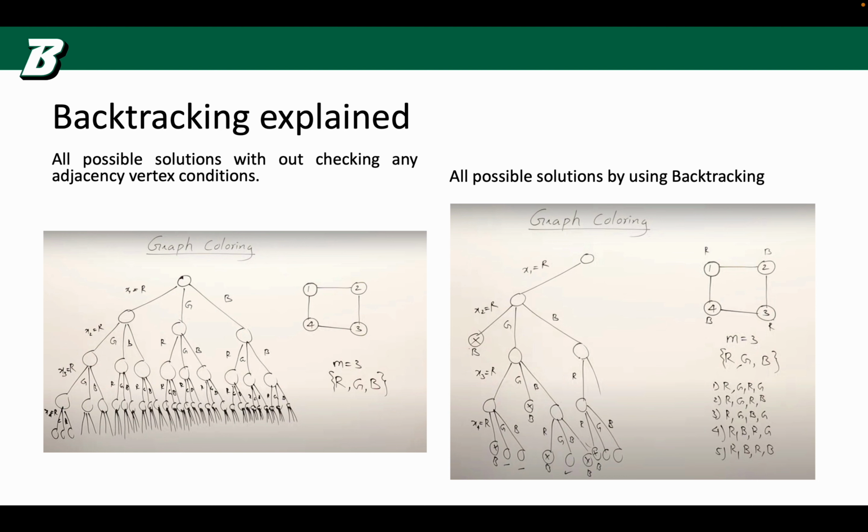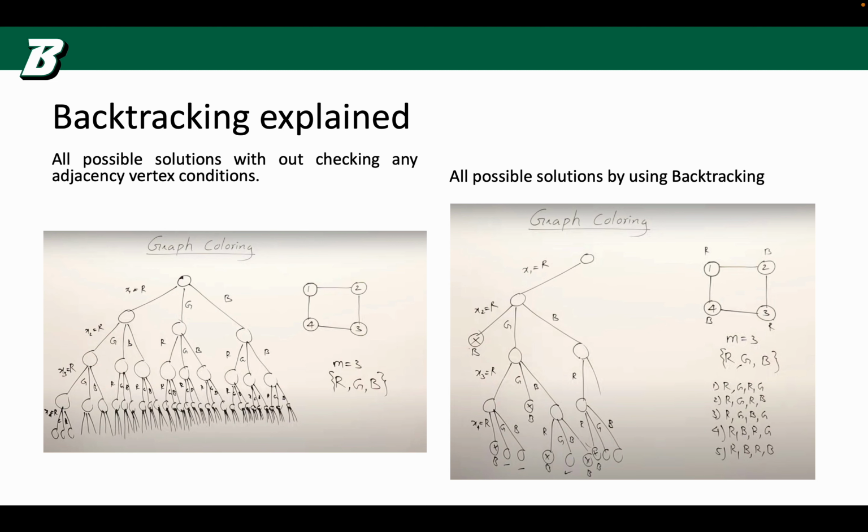Here by using the backtracking technique, we can see that vertex 1 has color red, and it comes to the next vertex, which has all 3 possible solutions. When it comes to the next vertex, it cannot assign the red color as it is an adjacent vertex. So it will discard that path, and it will come to the next possible color, which is green.